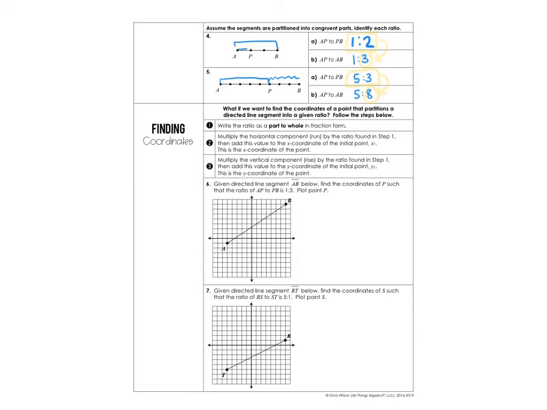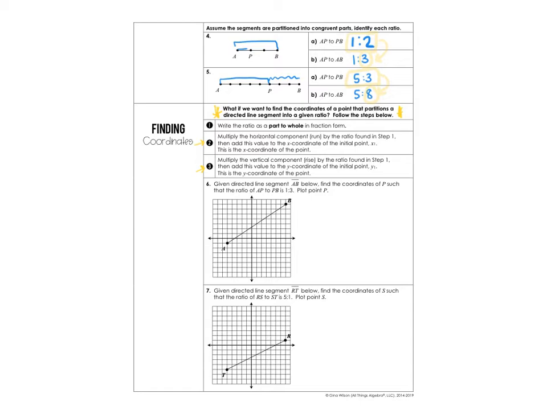What if we want to find the coordinates of a point that partitions a directed line segment into a given ratio? And here are the steps that we're going to follow. The first step is going to be to write the ratio as a part to whole in fraction form. Then we are going to multiply the horizontal component, which is the run, by the ratio found in step 1, then add it to the value of the x-coordinate of the initial point. That's our new x-coordinate. Then we're going to do the same story as we did here in number 2 for number 3, but we're focused on the y, or the vertical component.